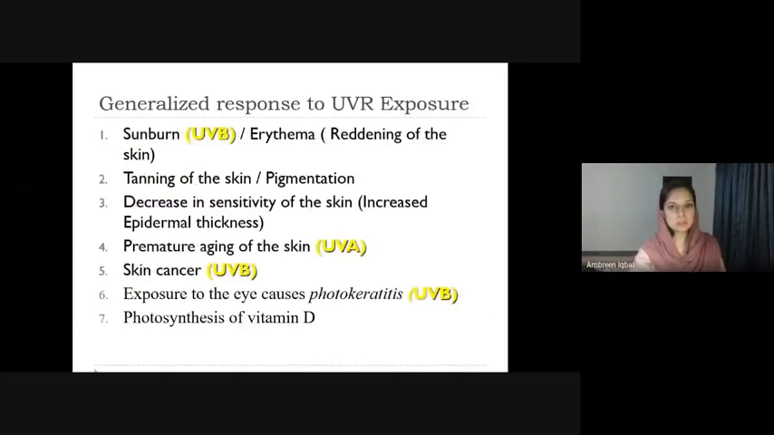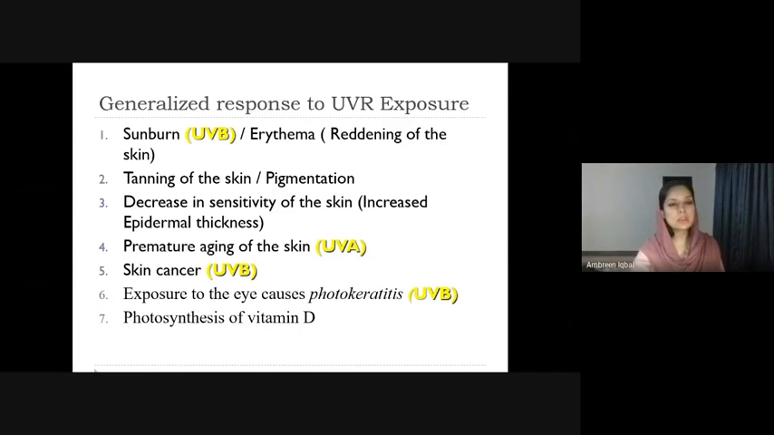There are a few generalized responses to ultraviolet radiation. These are the responses you experience when you have exposure to the sun, like sunburn. Sunburn is usually with ultraviolet B, with erythema, reddening of the skin. Another effect of ultraviolet exposure is tanning of the skin, which you can also call pigmentation. There is usually a decrease in the sensitivity of the skin if you have prolonged exposure to ultraviolet radiation. This decreased sensitivity and tanning of the skin is basically the protective response of the skin towards the unusual exposure of ultraviolet radiation.